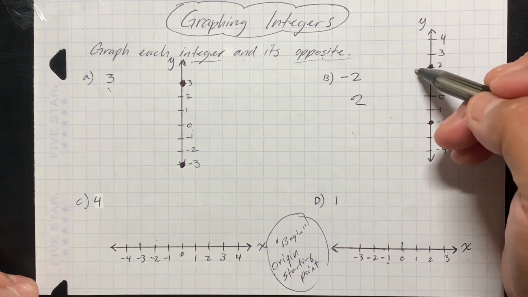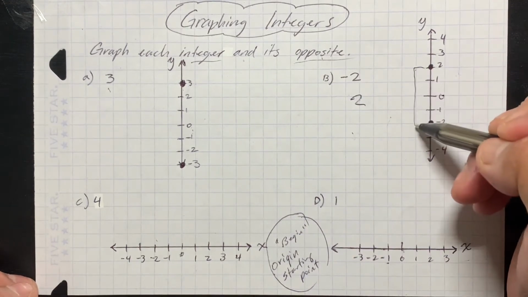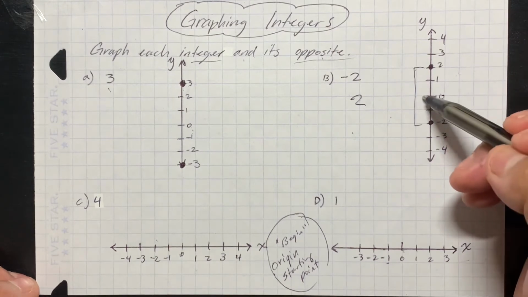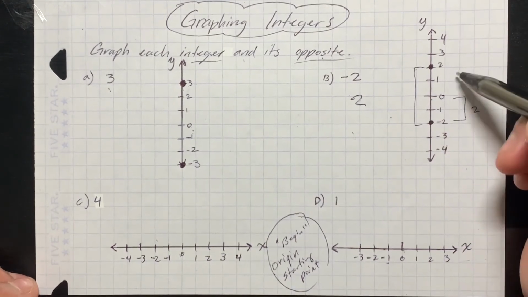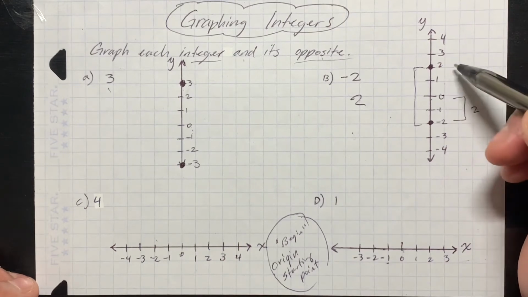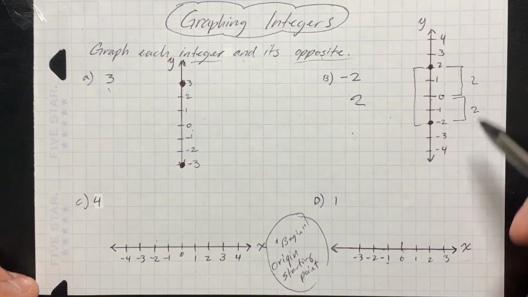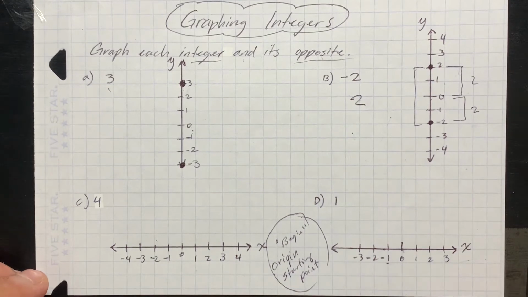If you notice, positive 2 and negative 2 are both 2 spaces from the origin. They're 2 spaces from the beginning. We'll get into that when we talk more about absolute values. But for right now, let's just understand the basic concepts.